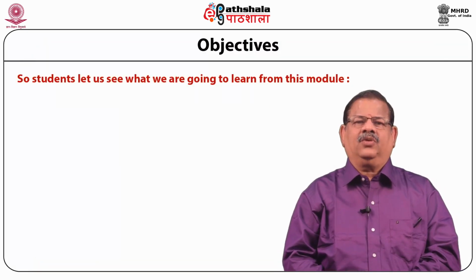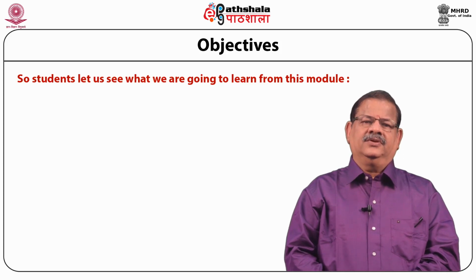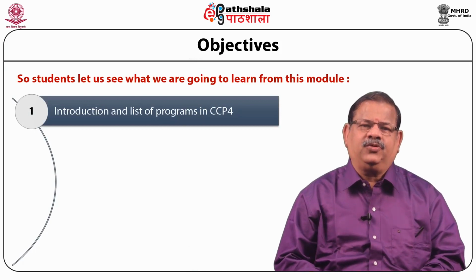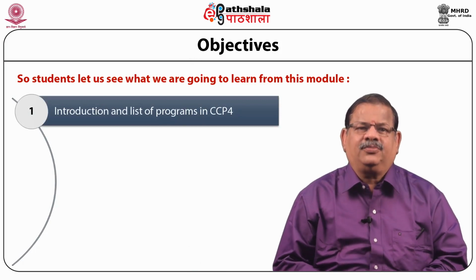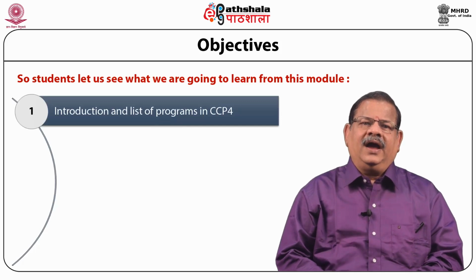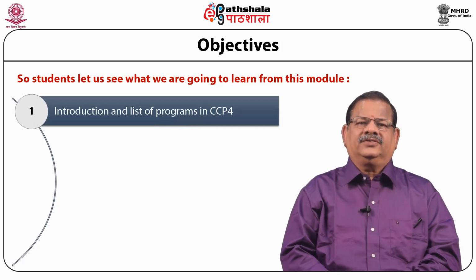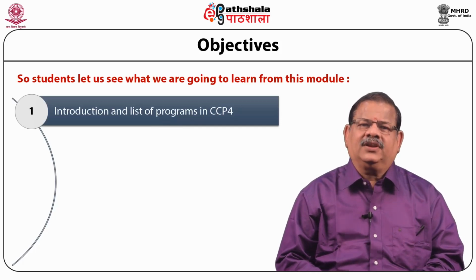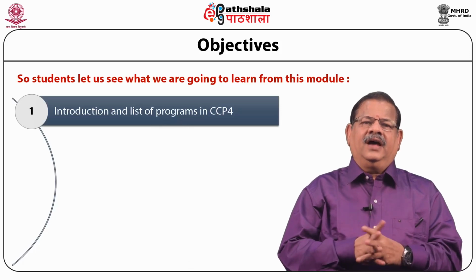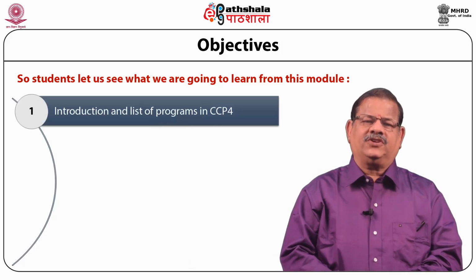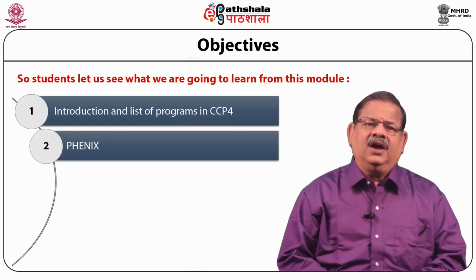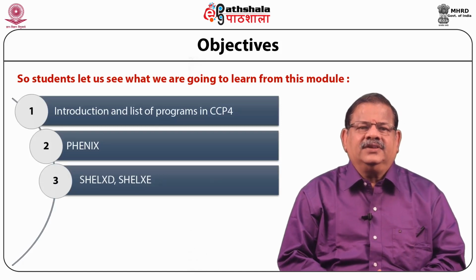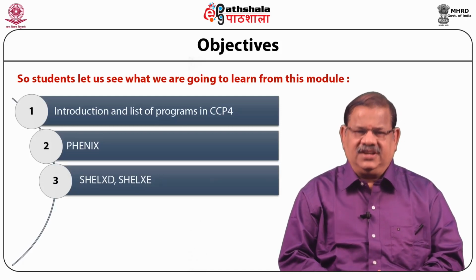Let us first consider what are the objectives we are going to deal with. First, I am going to introduce you to the suite of programs called CCP4, Collaborative Computational Project number 4. And we are going to look into some of the programs in the list. The list contains a lot of programs, and some important programs I am going to tell you. Then, as an example, we are going to talk about two suites of programs. One is the PHENIX suite, another is the program SHELX-D and SHELX-E developed by the German chemist Professor George Sheldrick.